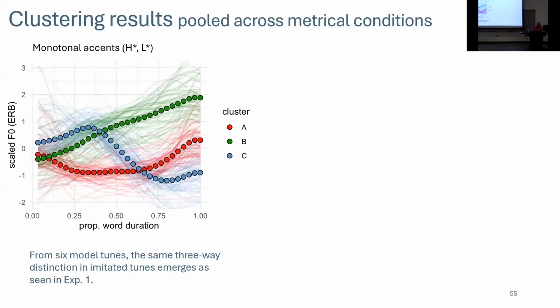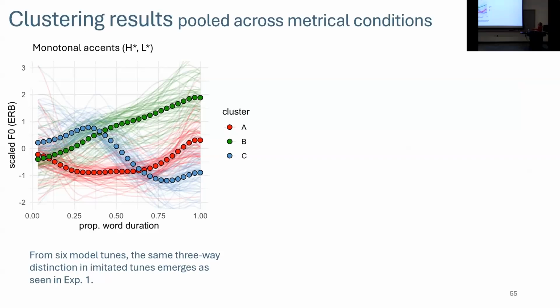Okay, so what did this look like in clustering? But first of all, we took our F0 trajectories aggregated over all our participants and all the metrical conditions to see what is the optimal clustering solution. Remember, they heard 6 different stimuli, and the clustering solution shows 3.